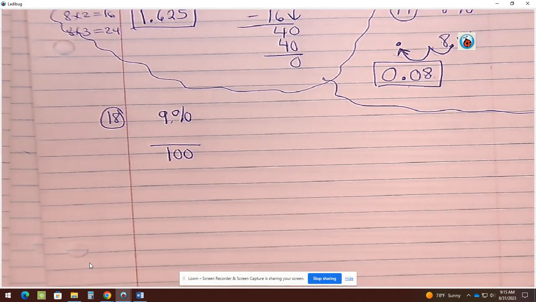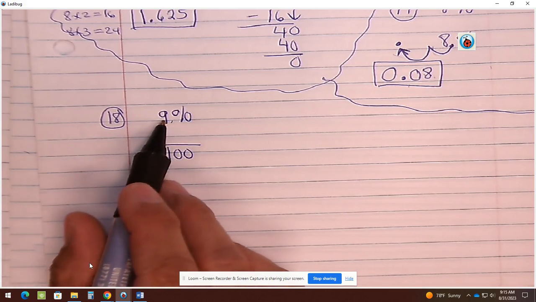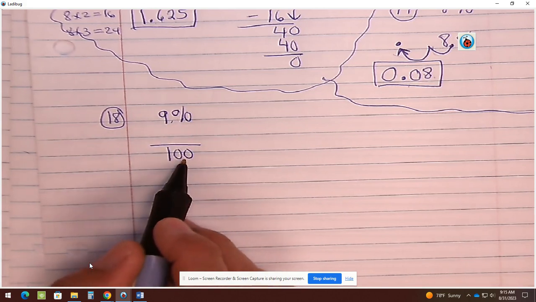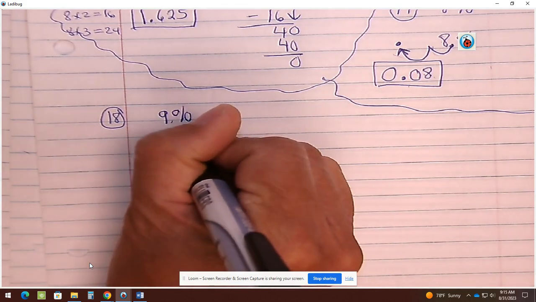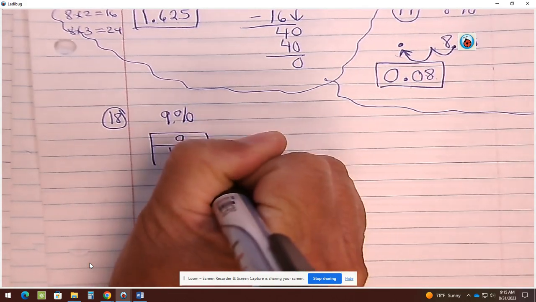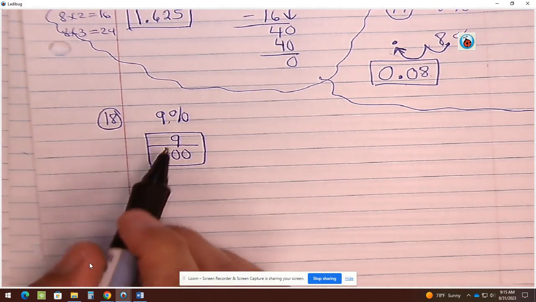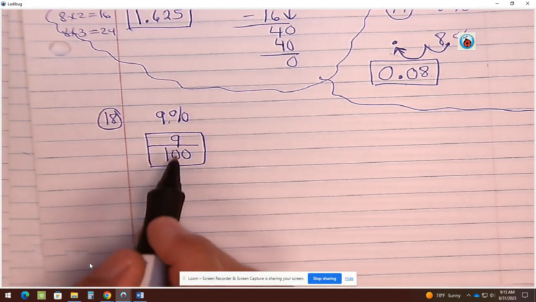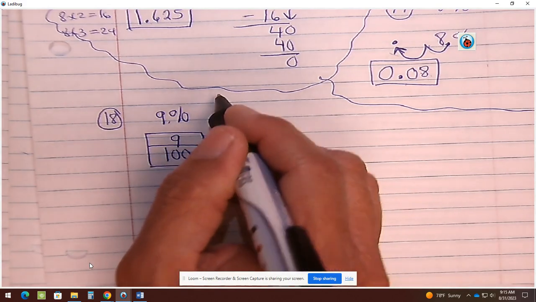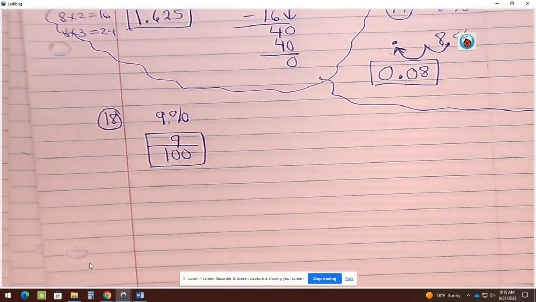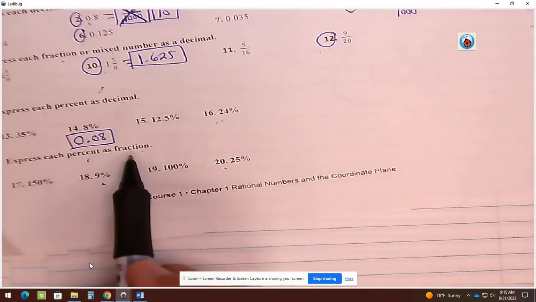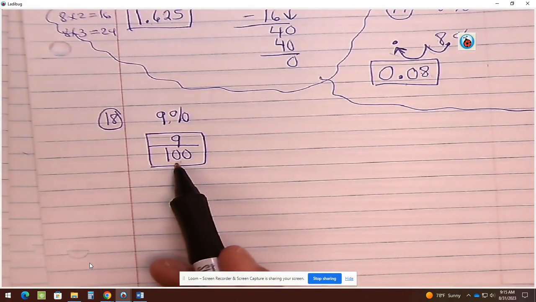Thank you. So percent always means out of 100. Anytime that you have a percent symbol, it means out of 100. What number do you see there? I see 9, so that will go on the top. So my fraction will be 9 over 100. I'm done. Now, later on, you have to simplify. Now, this one is already in simplest form, but later I'm going to show you how to simplify. But for now, that's all you're doing. When there's a percent, out of 100. So if I want to go from percent to fraction, it's always going to be out of 100.